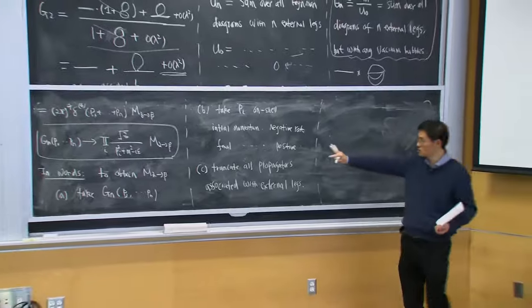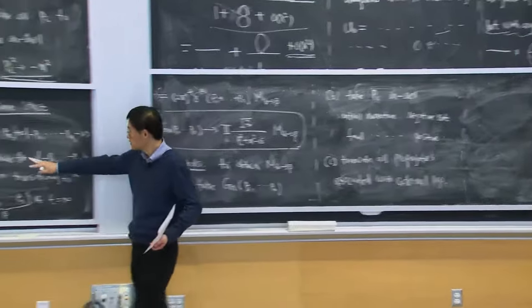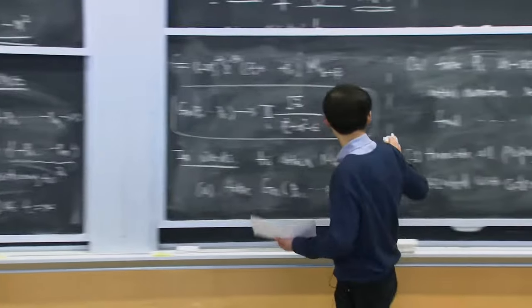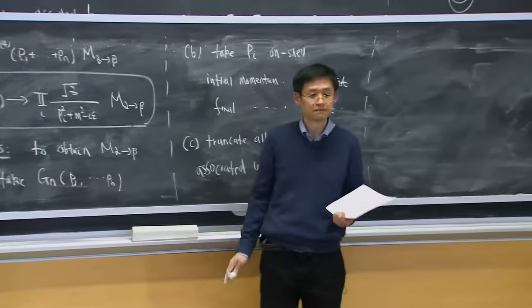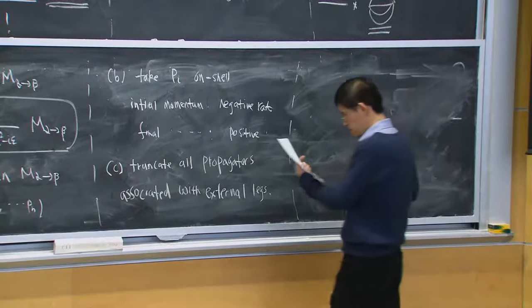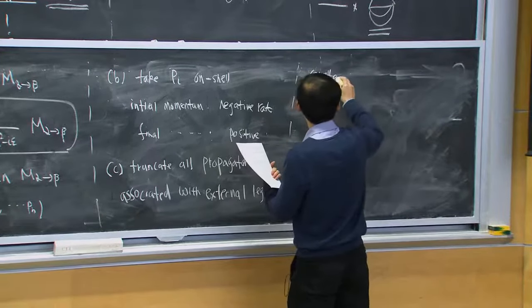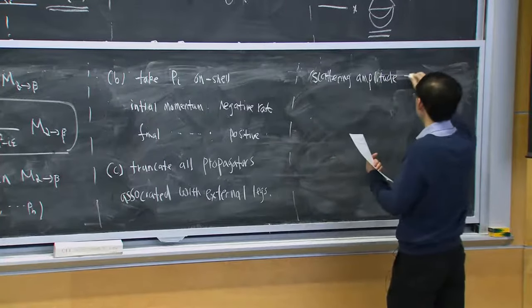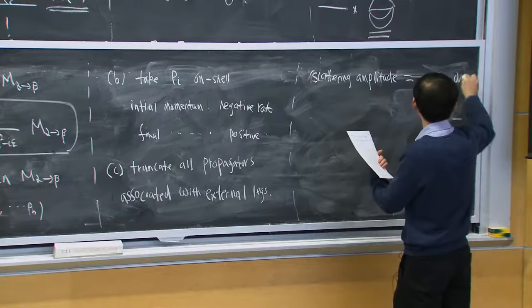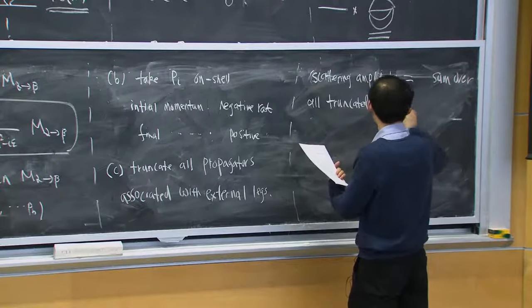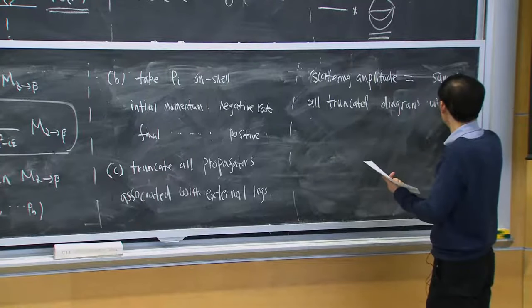Here is the rule. This is a statement you can prove mathematically. Following from this statement, here is the rule to obtain the M alpha beta from the G. If I want to write it in one sentence: the scattering amplitude is just equal to the sum over all truncated diagrams with external momentum on shell.